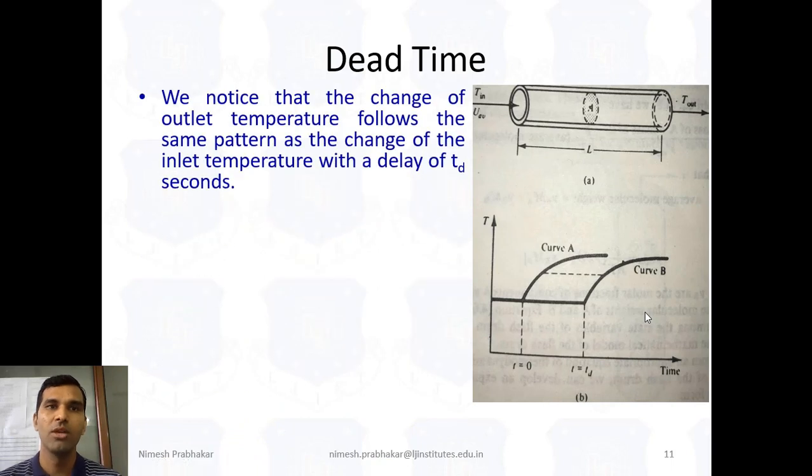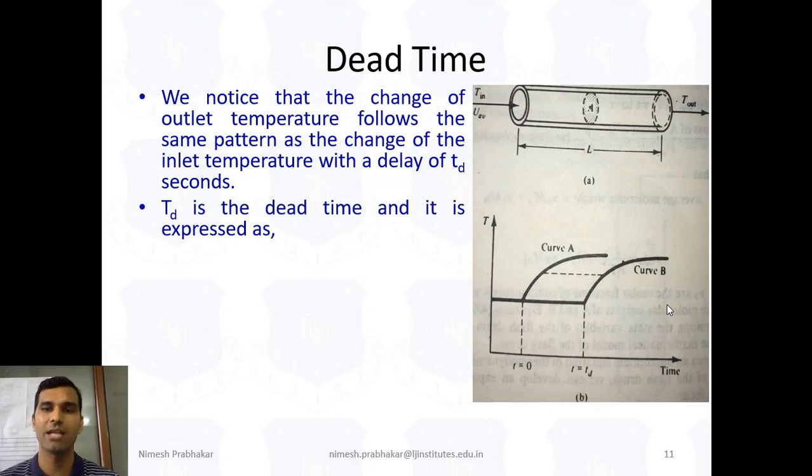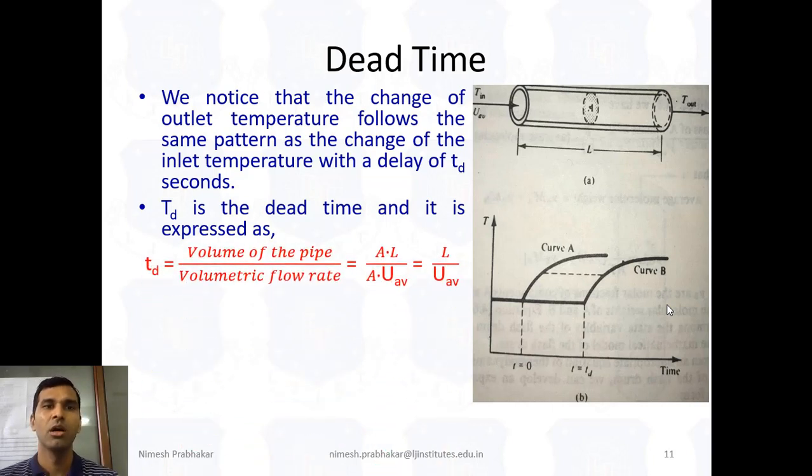From the figure we notice that the change of outlet temperature follows the same pattern as the change of the inlet temperature, but with a delay of time TD seconds. This time delay TD is known as dead time. The equation of dead time is the volume of the pipe upon the volumetric flow rate. The volume is the area multiplied by L, so A dot L, and the volumetric flow is the area times the average velocity of the fluid. Since A is constant, TD equals L upon UAV. This is nothing but the time delay representation.